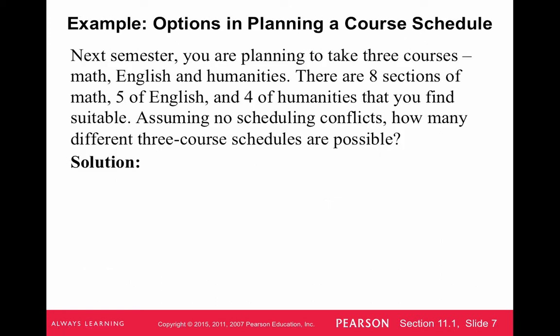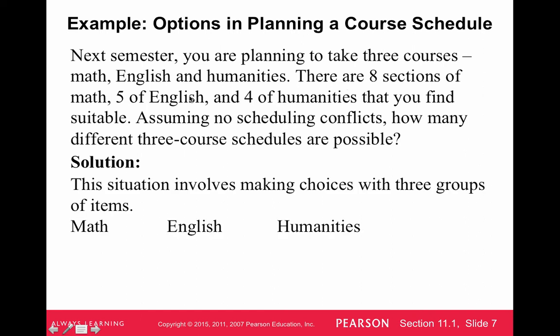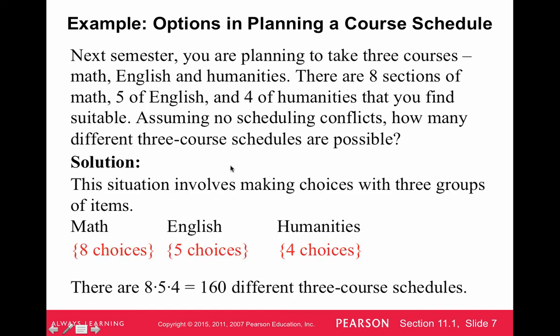Let's say next semester you're planning to take 3 courses: Math, English, and Humanities. There are 8 sections of Math, 5 of English, and 4 of Humanities that you find suitable, meaning they fit your schedule or something like that. So you could pick 1 of 8 sections of Math, 1 of 5 of English, and 1 of 4 of the Humanities courses. How many different 3-course schedules are possible? It would just be 8 times 5 times 4, which is 160 different 3-course schedules where you choose 1 Math, 1 English, and 1 Humanities course.